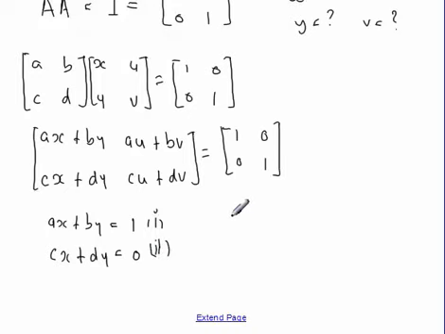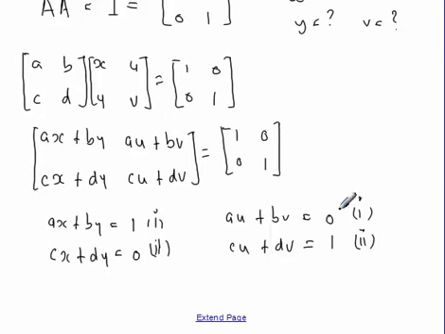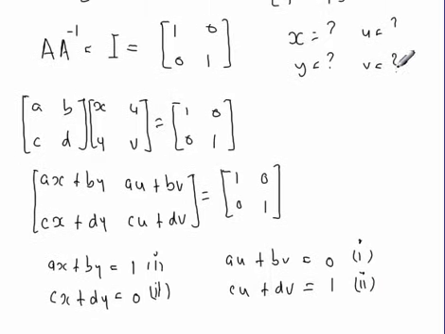This one should mean AU plus BV equals 0. Here, CU plus DV equals 1. Equation 1, equation 2, with unknowns U and V. That's what we said we were looking for. We said we are looking for U and V. Unknowns here, U and V, and there, X and Y.